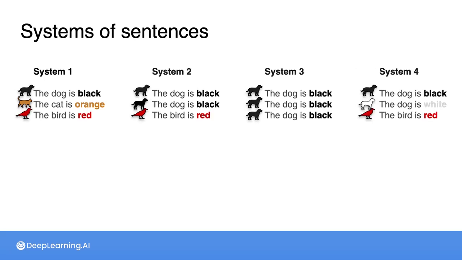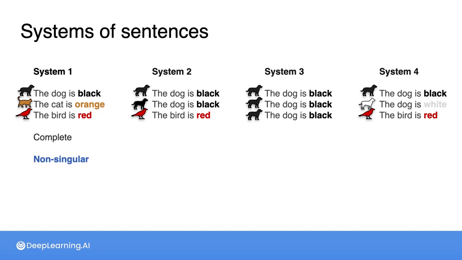Systems of sentences can carry more than two sentences. In fact, they can carry as many as we want. Here are some examples of systems with three sentences. In this new example, you have three animals and are again trying to determine their color. The first system has the sentences the dog is black, the cat is orange, and the bird is red. The second one has the system that says the dog is black, and the bird is red. The third one says the dog is black, and the dog is black. And finally, the fourth one has the sentences the dog is black, the dog is white, and the bird is red.